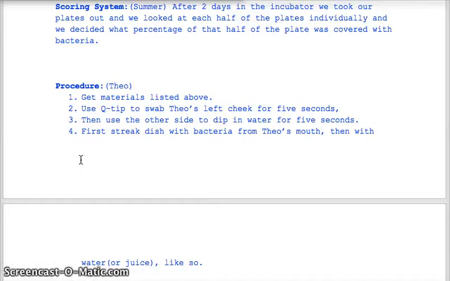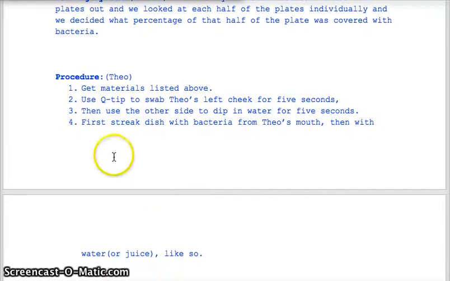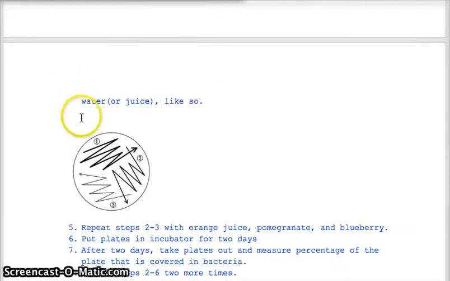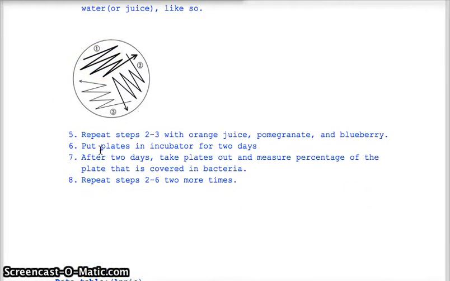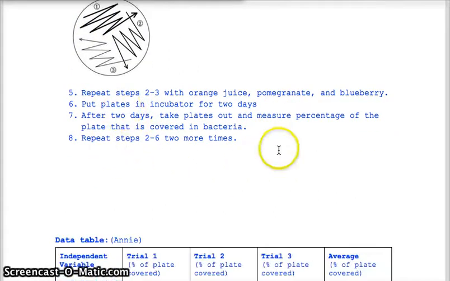And the procedure. First we need to get the materials, then we need to get the bacteria from my mouth, get the samples from the juices, streak the dish like below, down here, and repeat the steps with all the juices, and then do 3 trials.